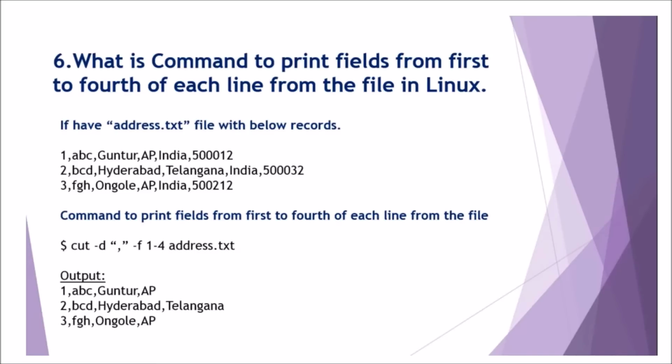Address.txt is my file, so I have given that one, and you can see in the output how the records are generated. So only first 4 records got generated till state. So this is how we can generate fields from first to 4 using the cut command in Linux.